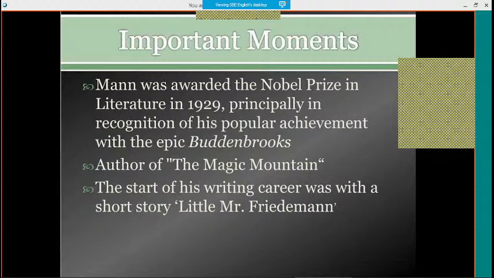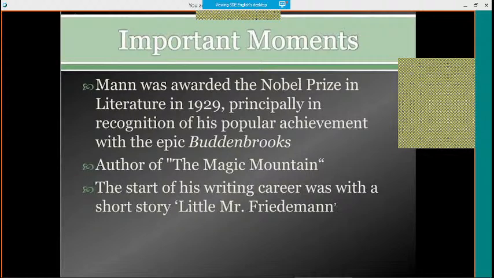And his major novel, the first novel that he has written, was called Buddenbrooks. Okay, epic Buddenbrooks. You can see it here. So this was the first novel that he wrote. It was published in the year 1901, and then he wrote other short stories like Tonio Kroger, and the novel Death in Venice, which was published in the year 1912. Death in Venice is the novel that you have to study.